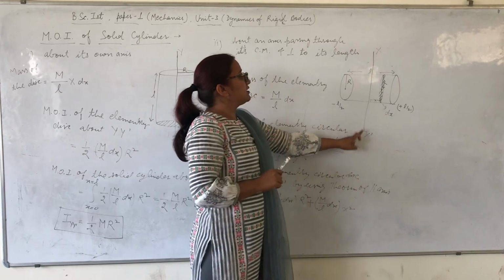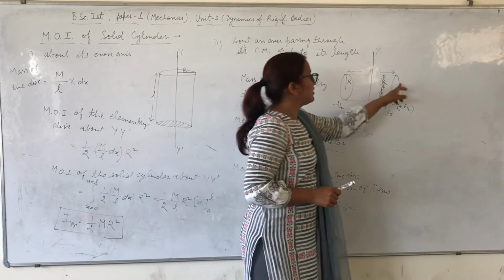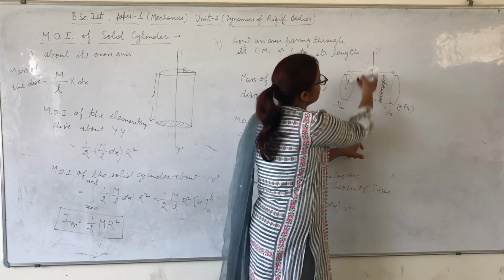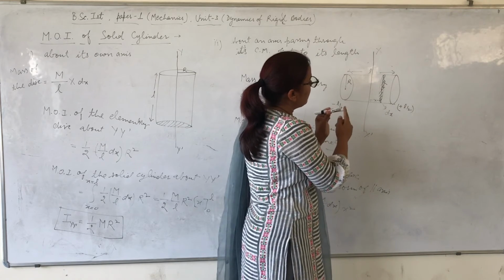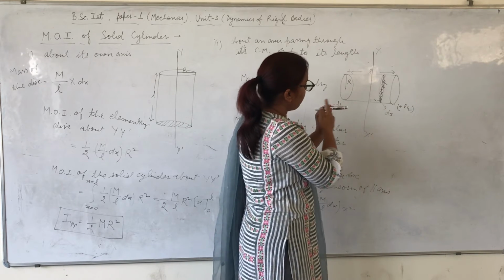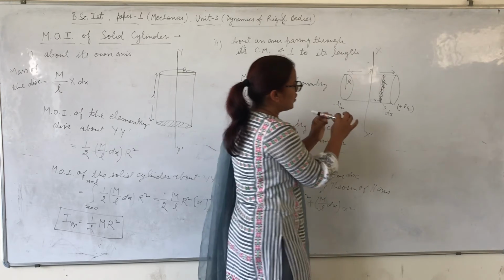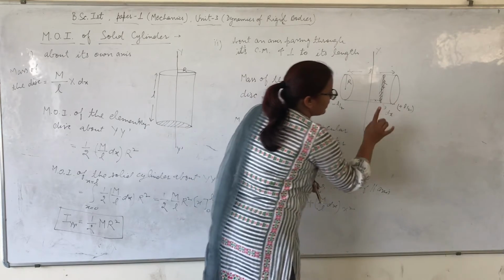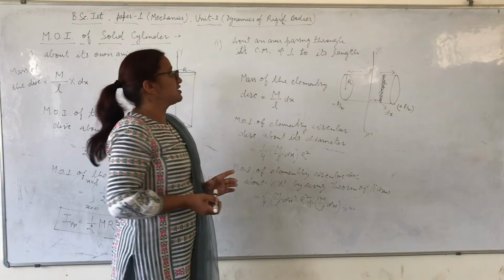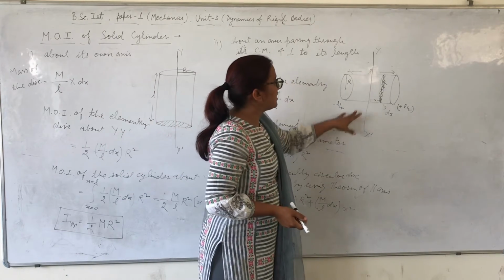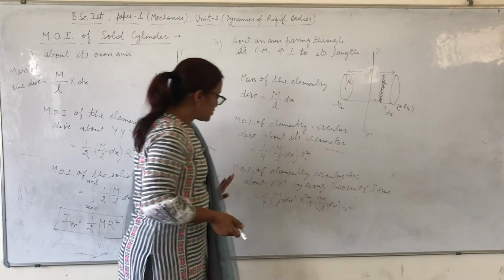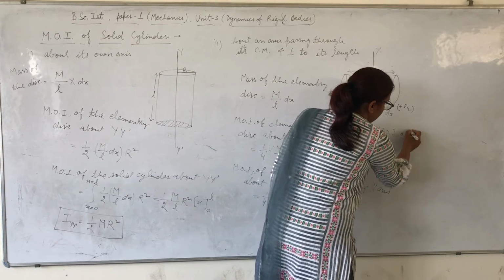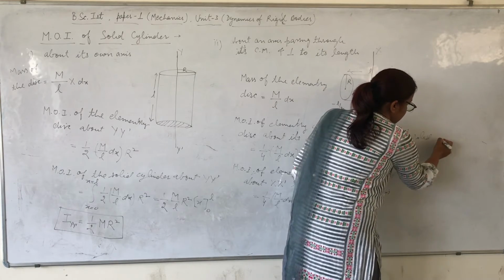Now we want to calculate the moment of inertia of this entire solid cylinder about x dash. As I said, this solid cylinder is made up of a large number of such elementary circular disks which are placed over the entire length. So we will integrate this expression from minus l by 2 to plus l by 2 and we will obtain the moment of inertia of the entire solid cylinder about x dash. So let us do that. Moment of inertia of solid cylinder.